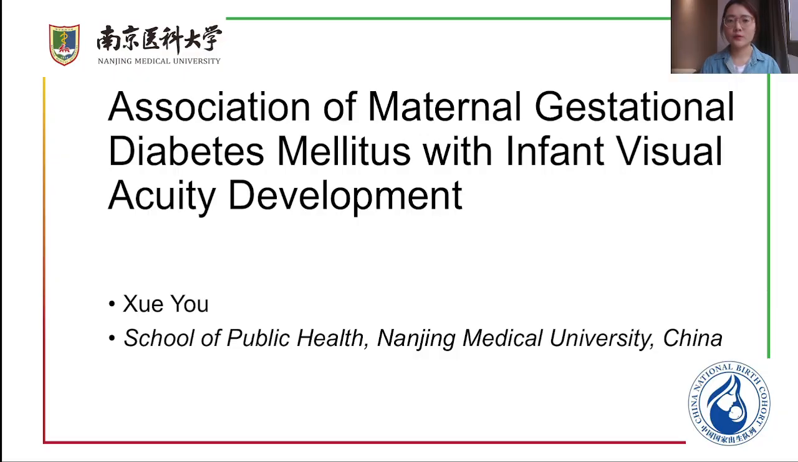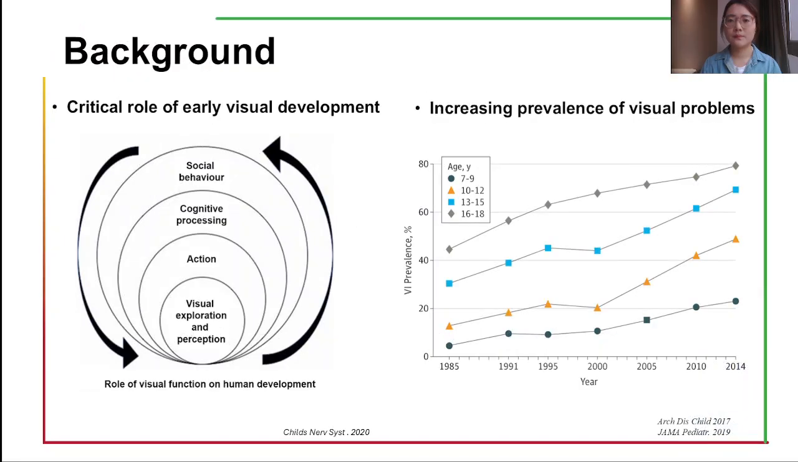Today, I'll briefly introduce our study on the association of maternal gestational diabetes mellitus and infant visual acuity development. Normal visual function in infants is essential for early information acquisition and neural development. In recent years, the prevalence of visual problems among children has increased globally. Previous studies suggest that several prenatal factors may influence visual development in children.